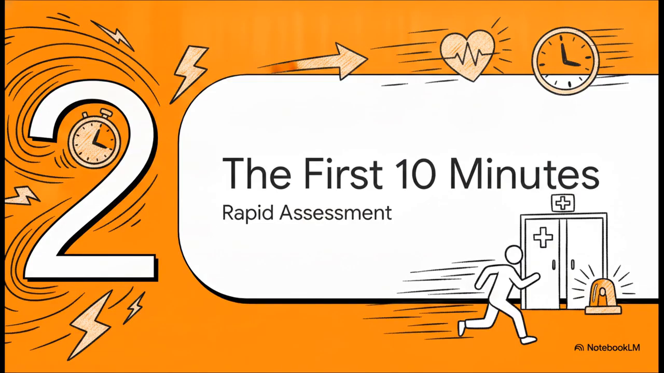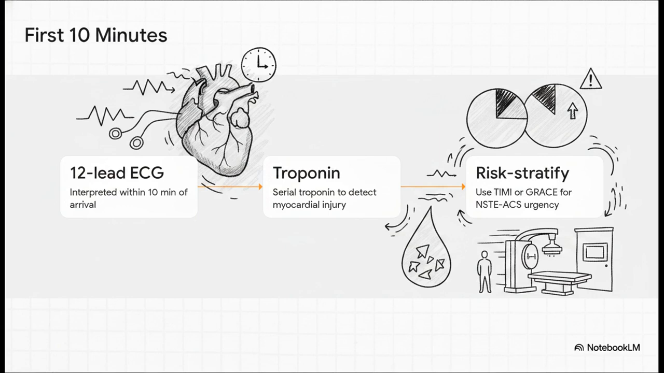Moving to Section 2, the first 10 minutes. There is absolutely zero time for hesitation when that patient hits the emergency department doors. Here are your strict first 10-minute steps. First, get a 12-lead ECG and interpret it within 10 minutes of arrival. If that first one is non-diagnostic, do serial ECGs.